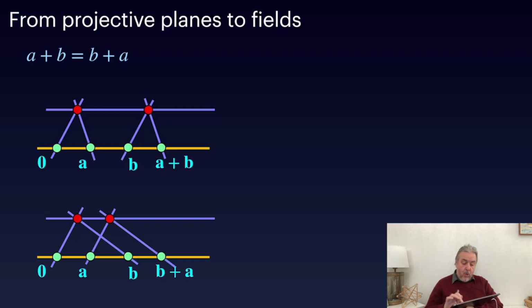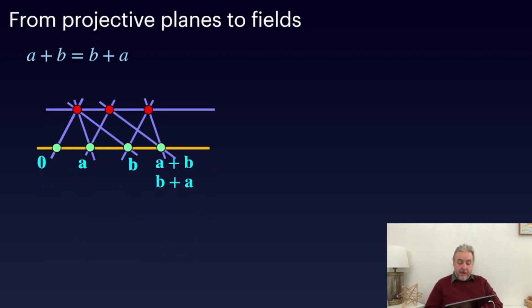So let's just overlay these two pictures and stare at it for a little. And if you stare at it, you notice that a certain sub-configuration stands out here, which consists of these 3 points and these 3 points and these 6 lines. And this sub-configuration is exactly the small theorem of Pappus.